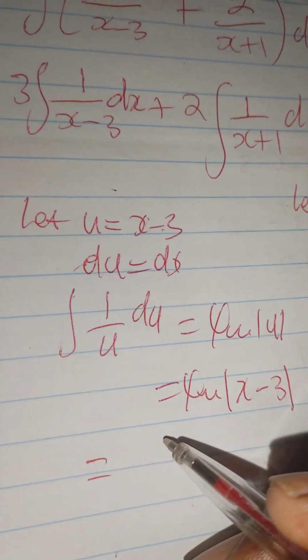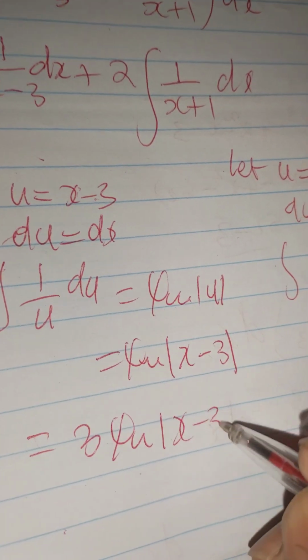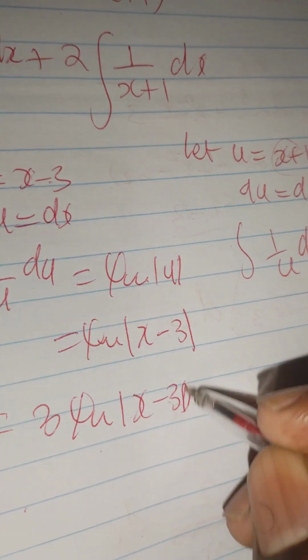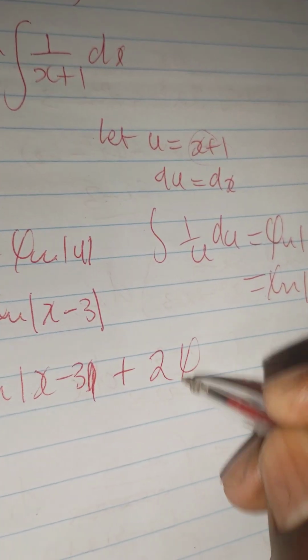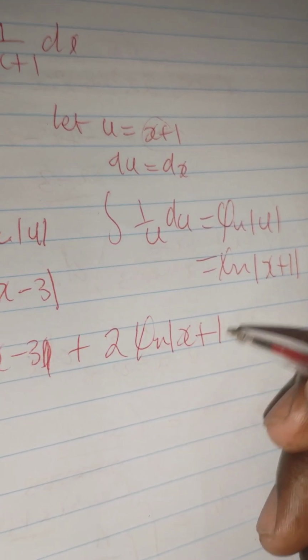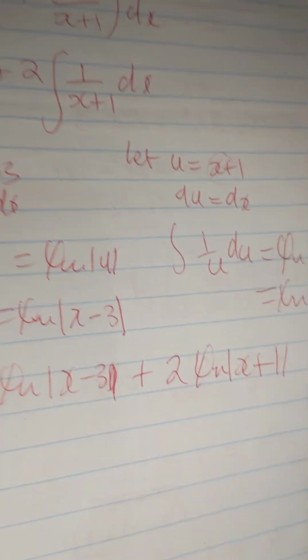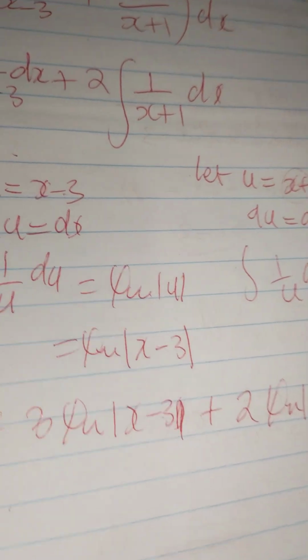So these are the integrals, but don't forget you're multiplying them by 3. So this one will be 3 ln x minus 3 plus 2 ln x plus 1. But remember, this was the integral. We have to go back and add.